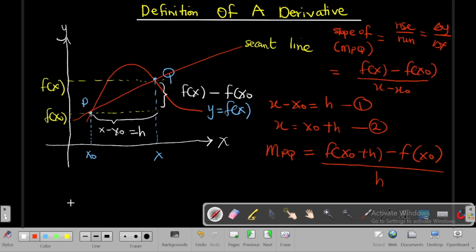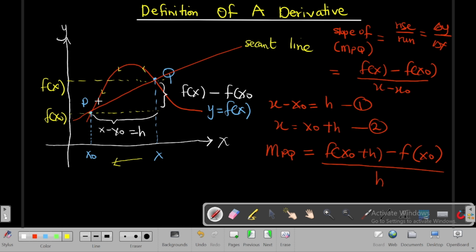Now let's look at something related to differentiation. All right, we said that a derivative allows us to understand the rate of change of a particular variable at a certain instant in the course of motion. Now let's say we have this x value approaching x naught. Then our point Q will also move along the curve to approach our point P.